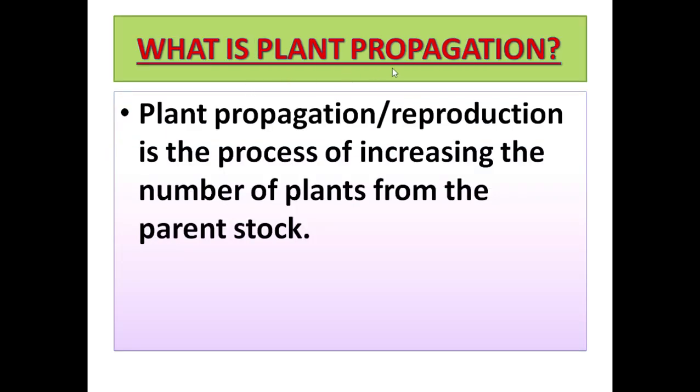What is plant propagation? Plant propagation or reproduction is the process of increasing the number of plants from the parent stock. So in other words, it means to make more or new plants, the multiplication of new plants, the creation of new plants.